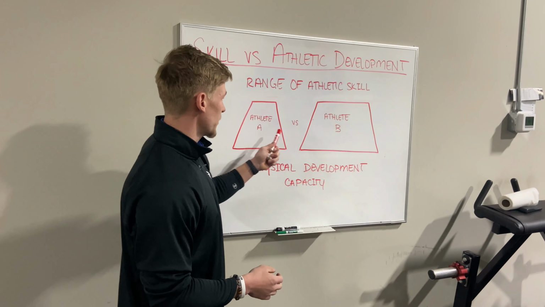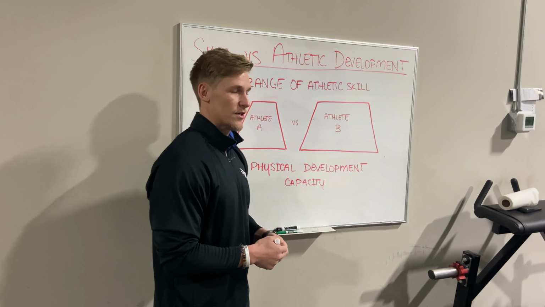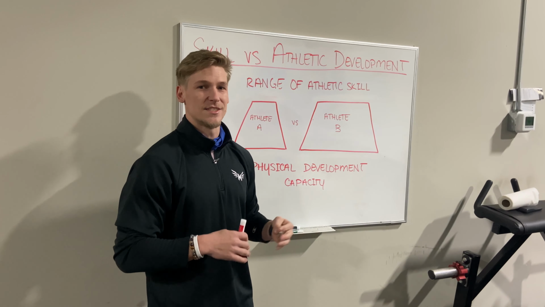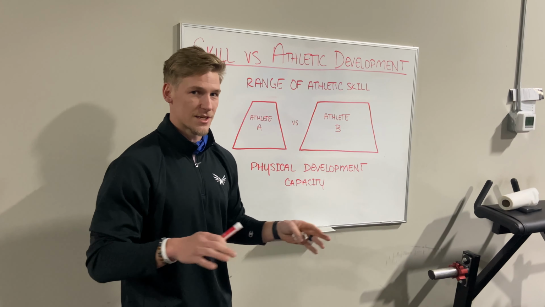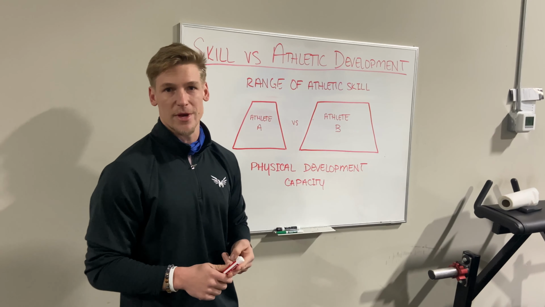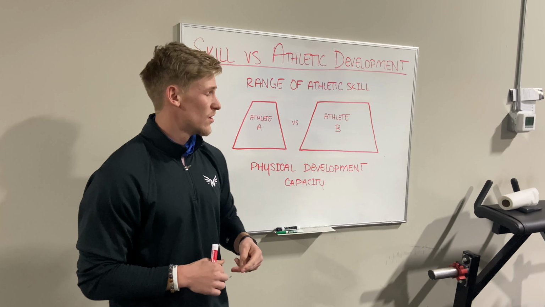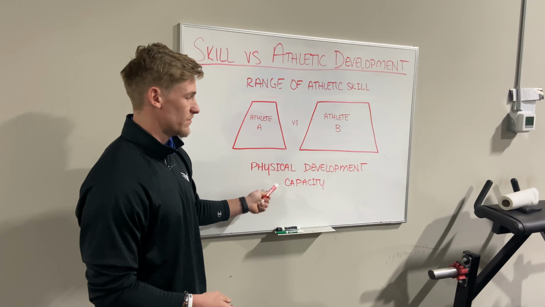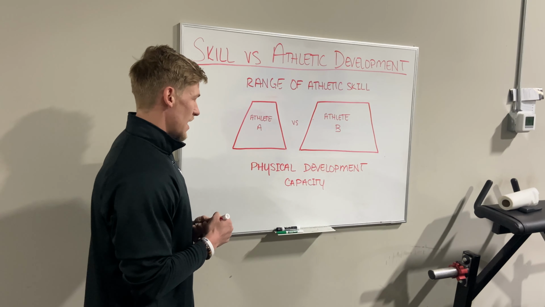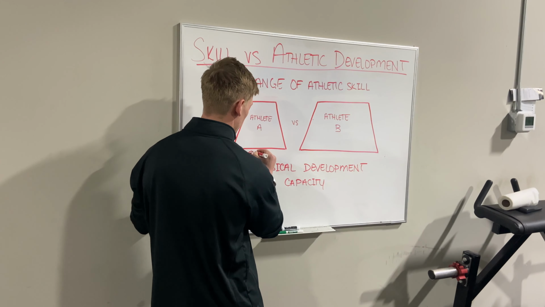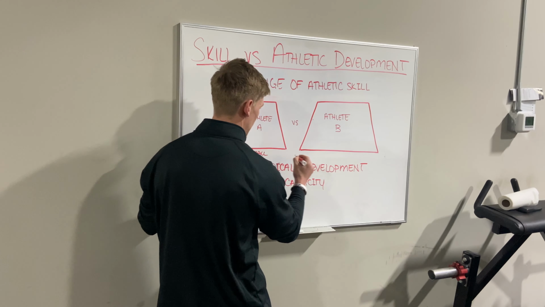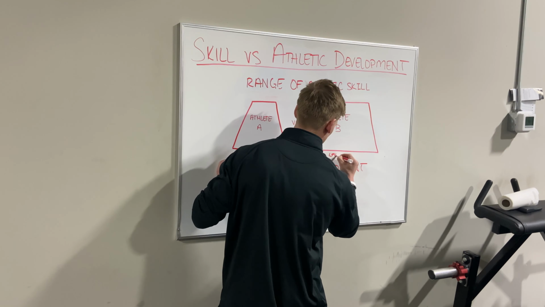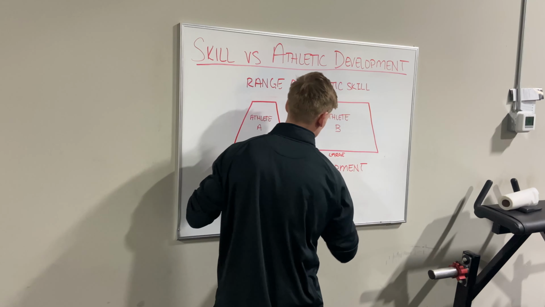I want to use athlete A versus athlete B to explain that further. Let's say these athletes are identical. Take genetics out of the equation. They're the same height, same age, same weight, all those things. The only difference that these two athletes have is their physical capacity. Athlete A has a small physical capacity versus athlete B who has a large physical capacity.